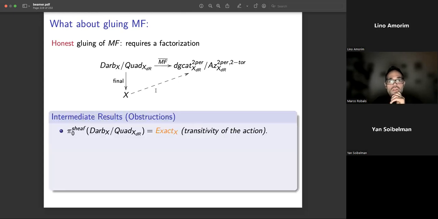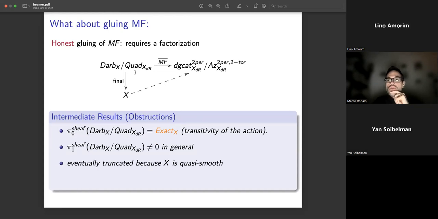First of all, this stack, quad Darboux mod quad, its pi 0 is just exact structures on X. That's the first result we have. And this is because the action of quad on the Darboux stack is transitive. Second result is that this pi 1 of this stack has automorphisms.